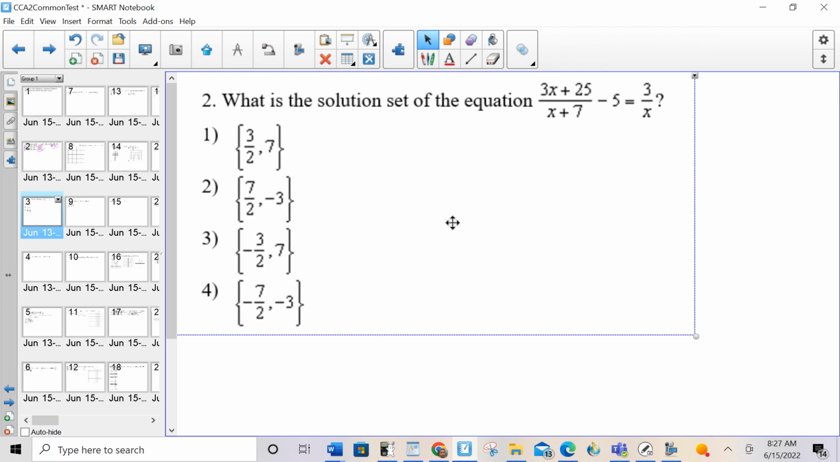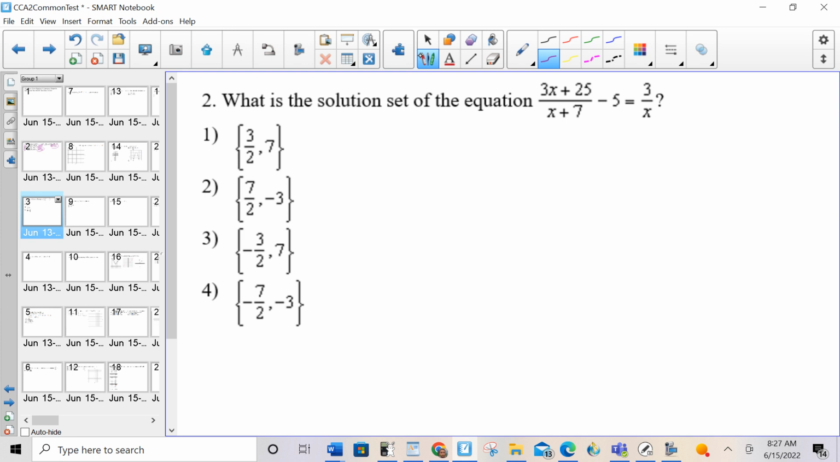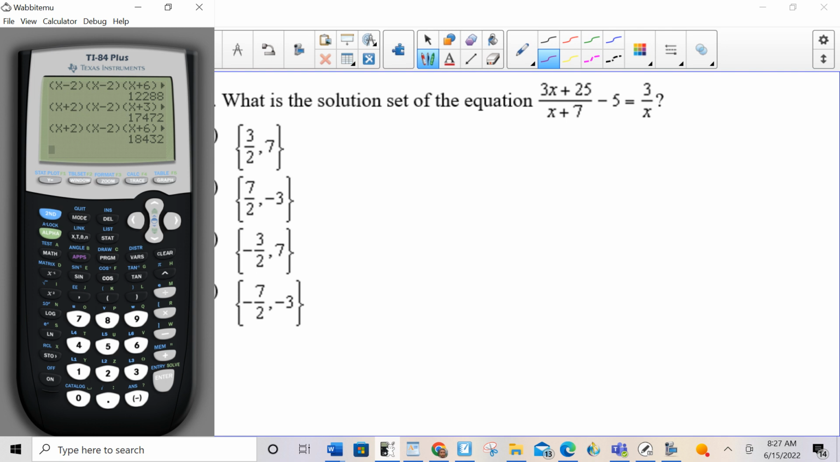Now, another strategy, multiple choice equations. I'm going to store each potential answer. I'm going to type in the left-hand side. I'm going to type in the right-hand side. I'm going to see what matches up. Essentially, I'm just substituting each one in, but using the storing function just makes it a little bit easier.